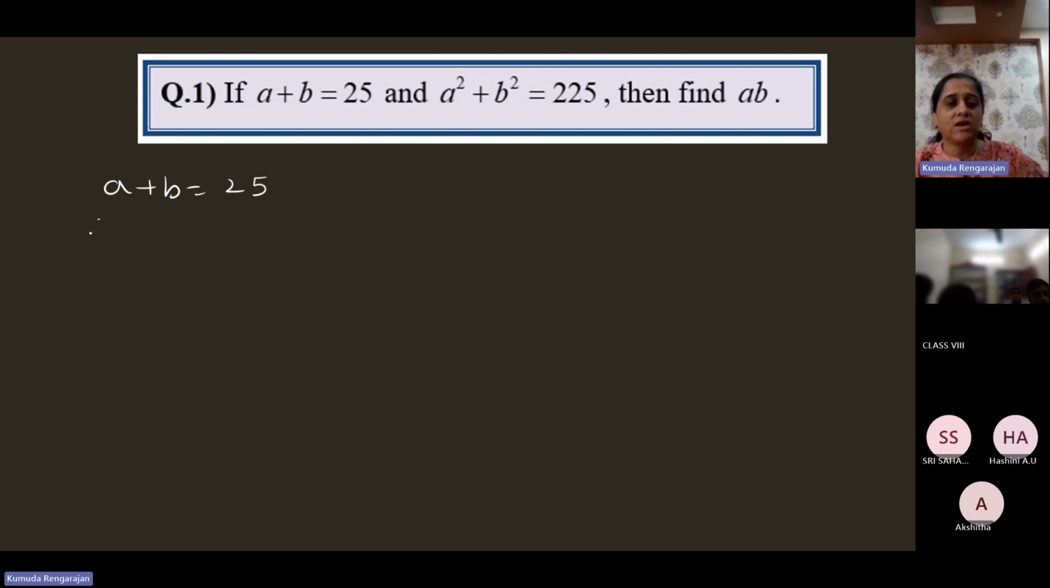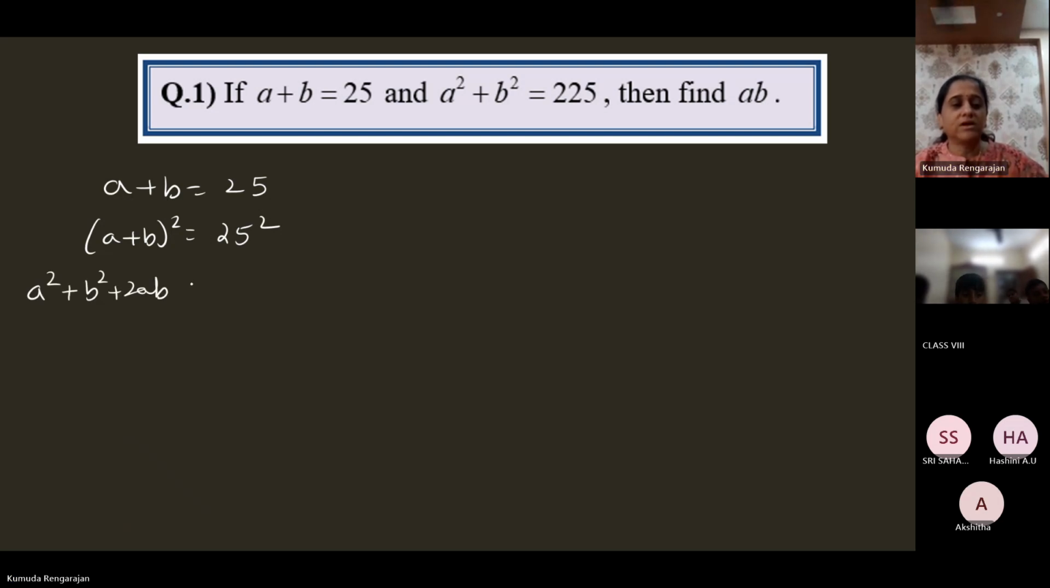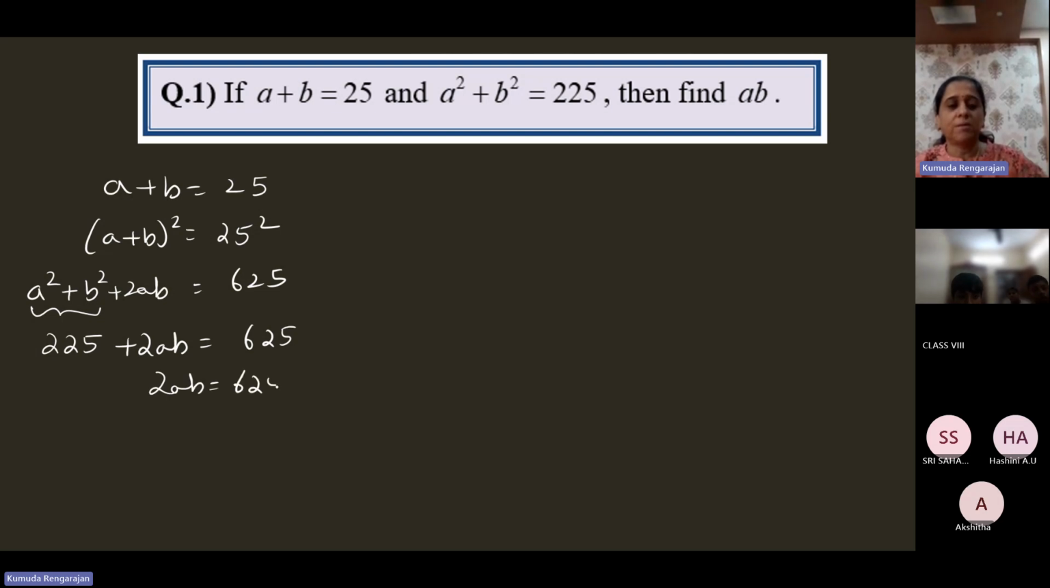So we'll take up this one, a plus b is equal to 25. Square this on both the sides. So you have a plus b the whole squared is equal to 25 squared. Now expand this. A plus b the whole square is a squared plus b squared plus 2ab is equal to 625. Now what's the value of a squared plus b squared? It's given in the question. 225 plus 2ab is equal to 625. So 2ab is equal to 625 minus 225. 2ab is equal to 400. ab is equal to 400 by 2. ab is equal to 200.